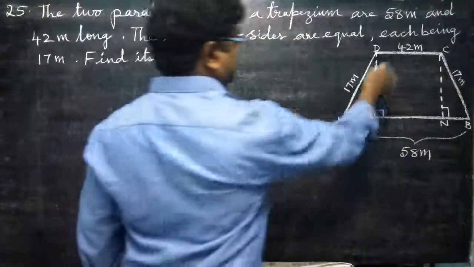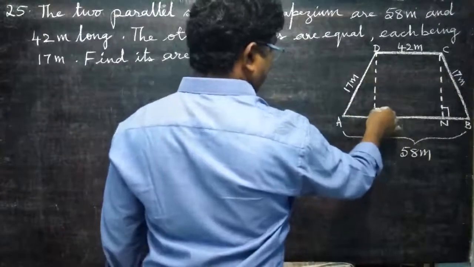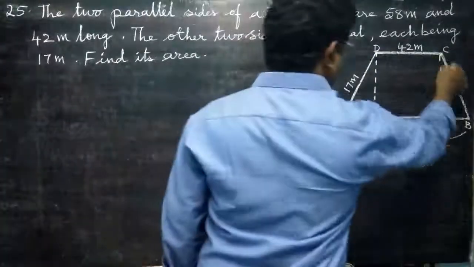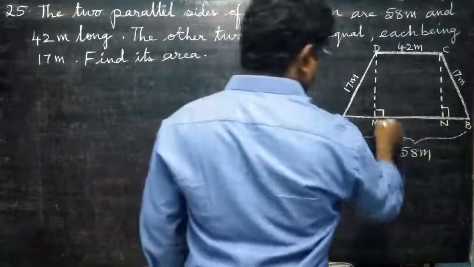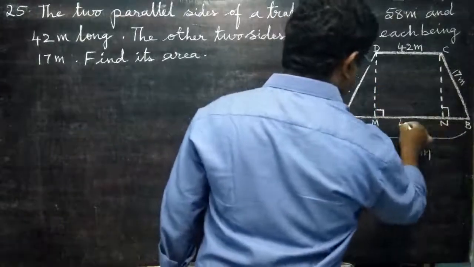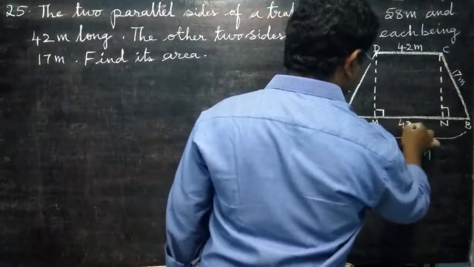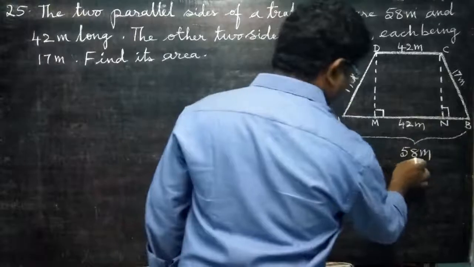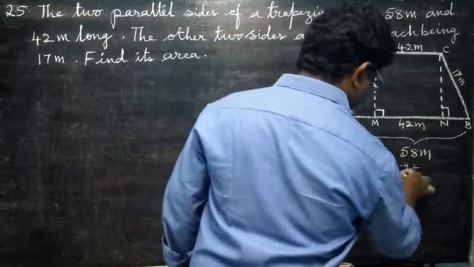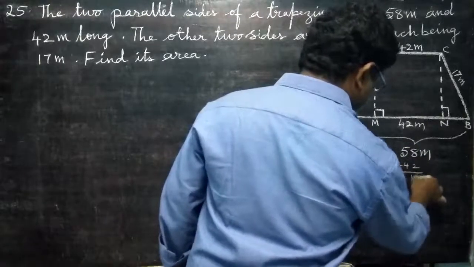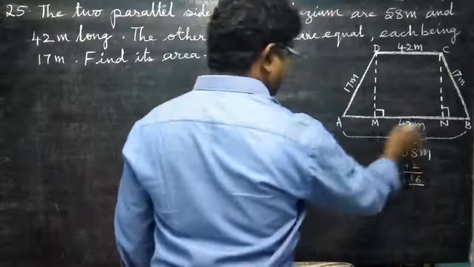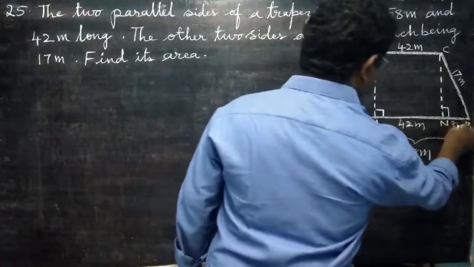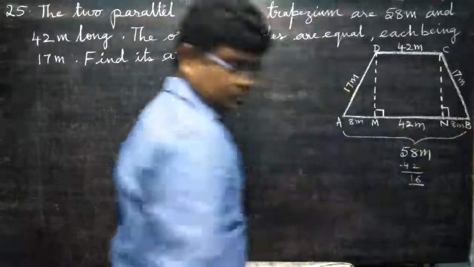Now I have constructed DM, a perpendicular, or altitude, and CN, another altitude. Now what is MN? 42 meters. Here 58 is there. From 58 if you subtract 42, you will get 16. In 16, half is 8 meters. Again here 8 meters. This is all working we have to do.